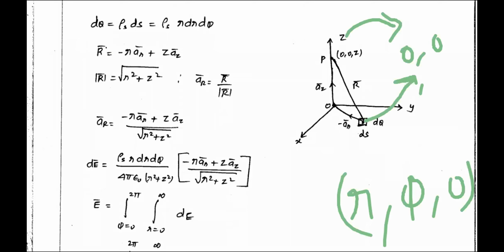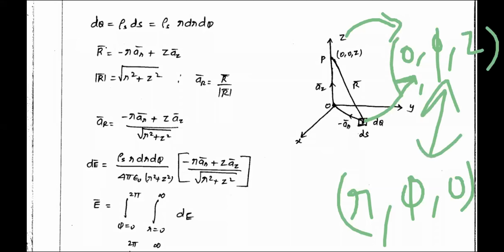In one class, I told you, if your point is exactly on the Z axis, phi can be anything. Then you are having Z. Once you take the difference, this vector minus this vector, you will get R a_R cap plus Z a_Z cap.